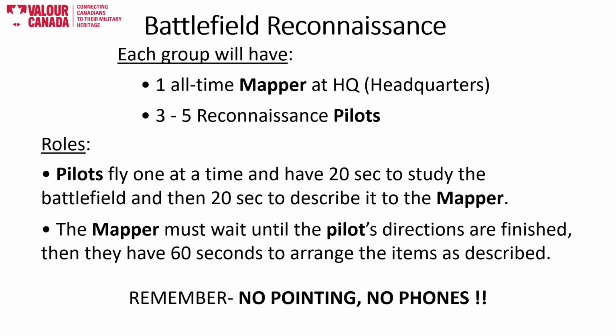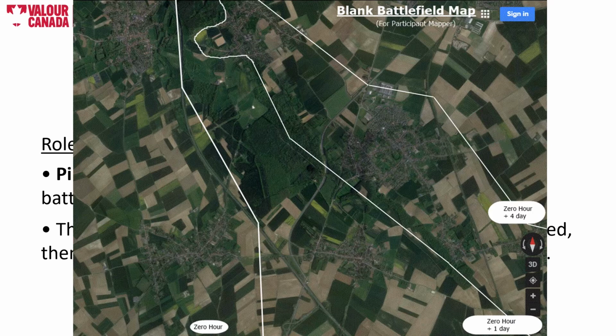The mapper's job is to arrange objects on a map. The mapper is the mapper for the whole activity, meaning that they cannot fly. The mapper is always at headquarters, so headquarters is your table. The map they are going to be using looks like this.